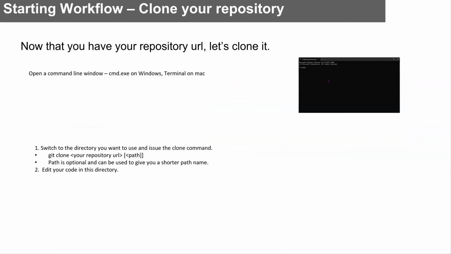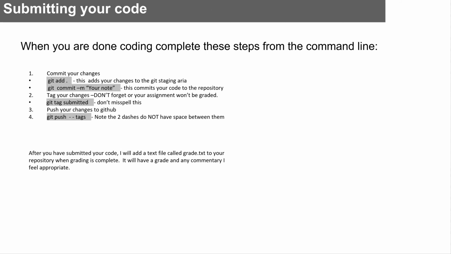Okay, then we're going to clone it. This is as you start your assignment. We're going to say git clone that repository URL, and then you might want to give it a short path so you're not typing some bizarre URL. And now you need to edit your code in this directory however you see fit.